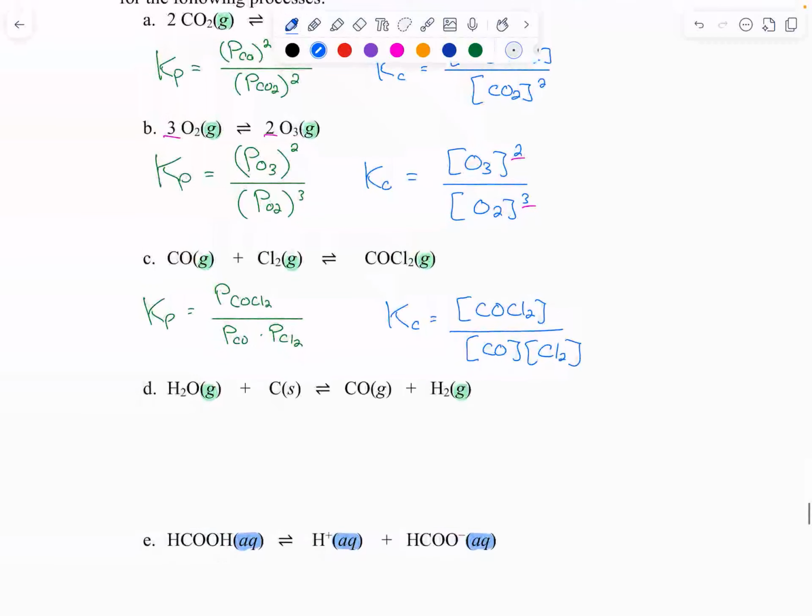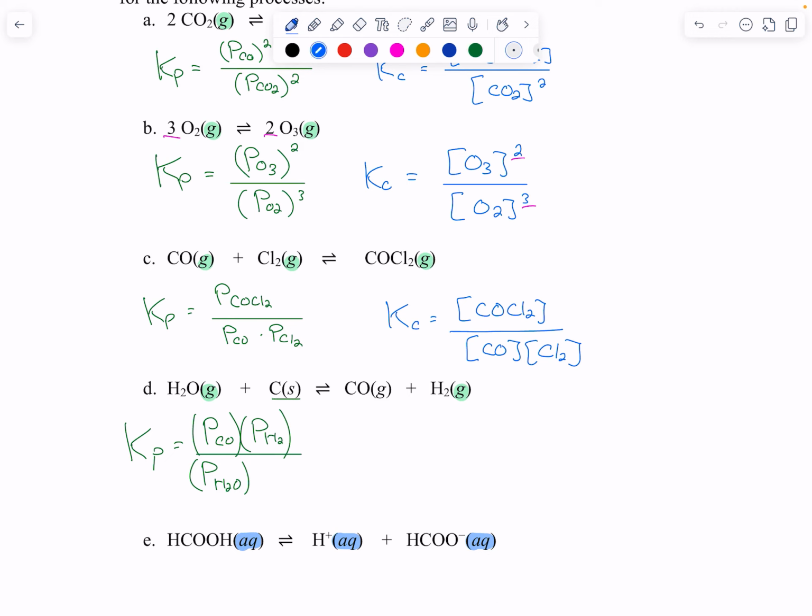All right. D. So D, I want to point something out with D. Kp, products, pressure of carbon monoxide, pressure of hydrogen gas. And if you want to put parentheses around them, you can. H2O, we are going to include H2O. Why are we going to include H2O? Because it's a gas. But we're not going to include carbon solid, because it's a solid.